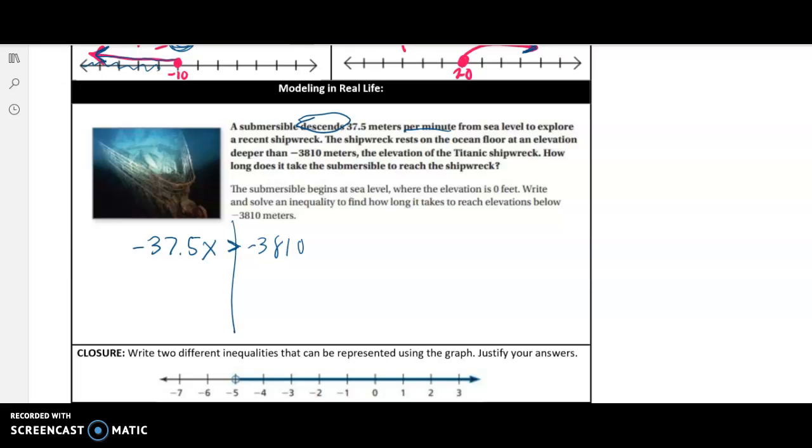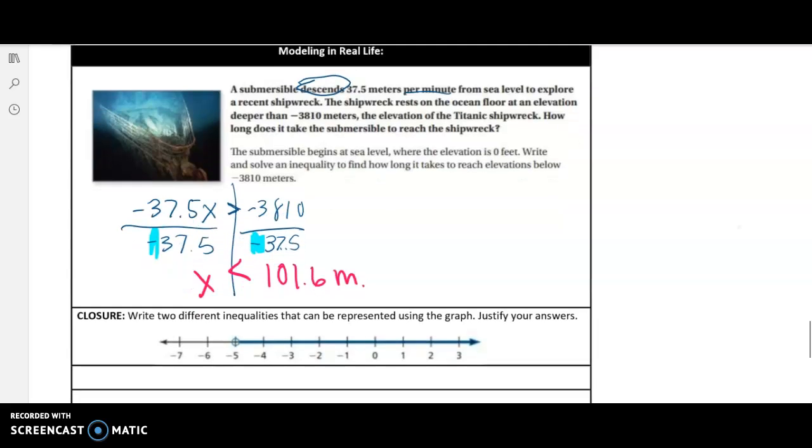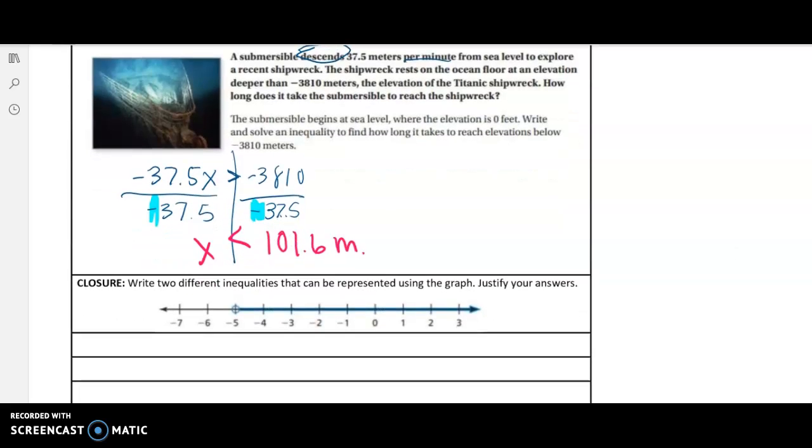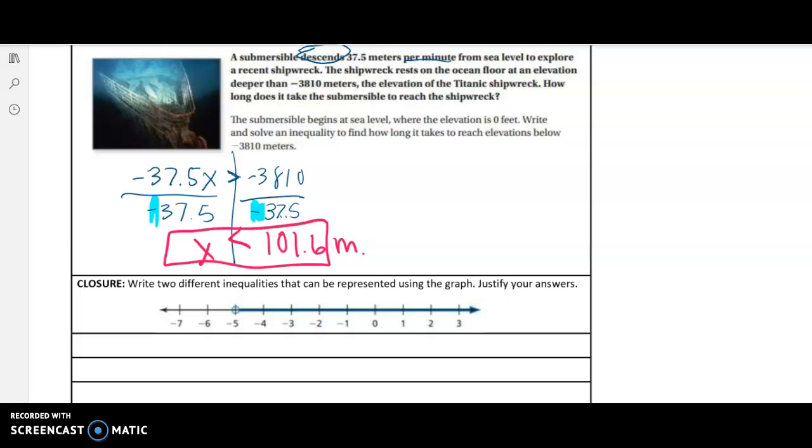And now I can solve this. So I'm going to draw my line. I'm going to divide by negative 37.5. I divided by a negative, so that flips my inequality the opposite direction. And so I have x is less than 101.6 meters. So this is my answer.